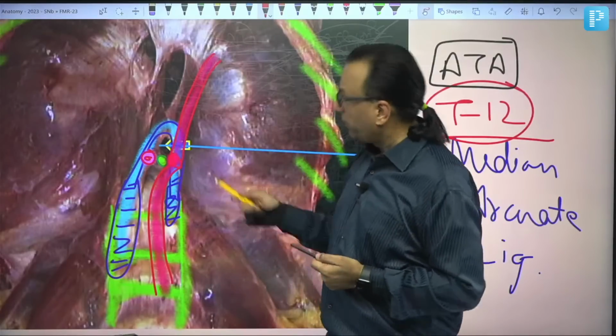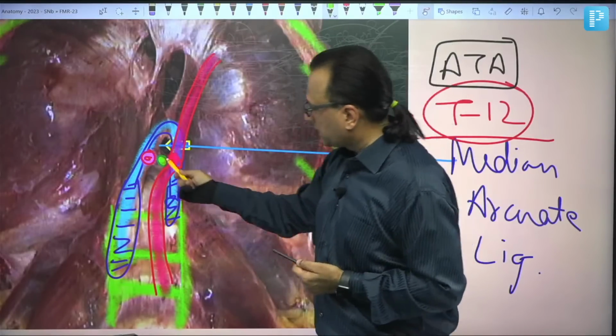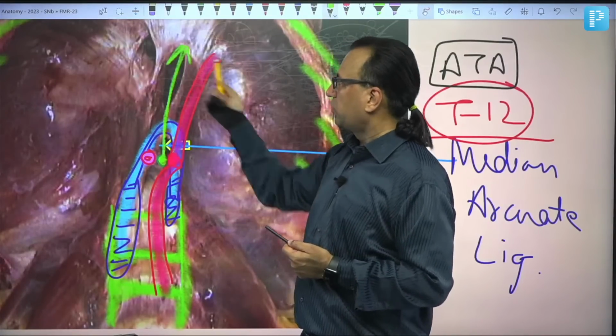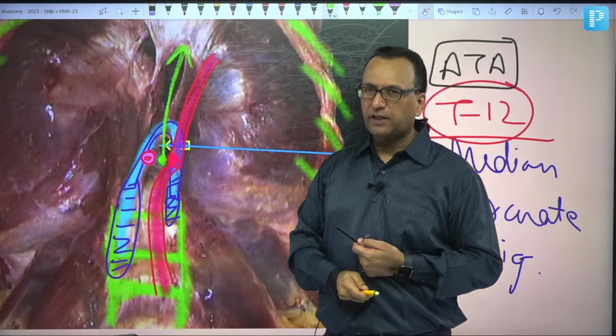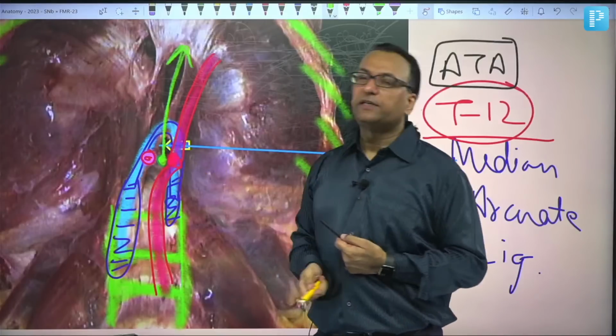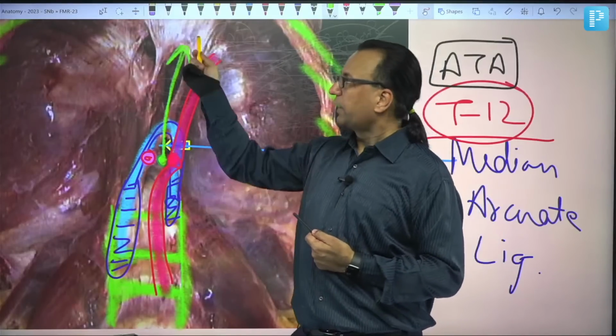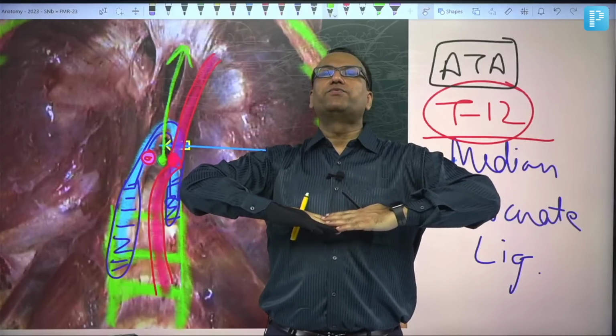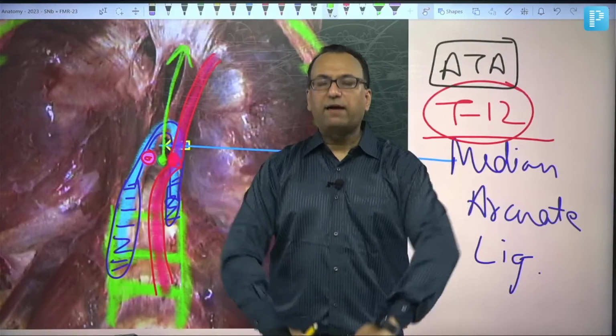And who is there in the middle? In the middle, this is thoracic duct which will enter the thorax. Actually, thoracic duct begins at T12 vertebra and enters the thorax. What does it do? It will bring the lymphatics of body below diaphragm.